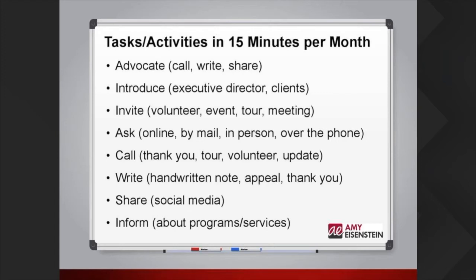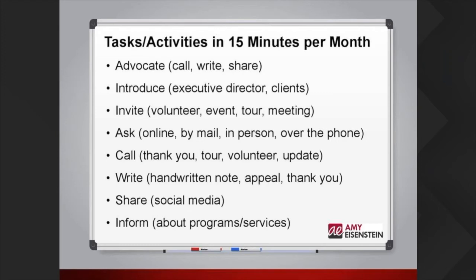How can they advocate on behalf of the organization with phone calls, by writing, by sharing on social media? They could introduce the executive director or clients to donors, invite their colleagues, their friends, their family members to volunteer. They can invite them to an event. They can invite them for a tour or to a meeting. This takes less than 15 minutes a month. So it's just sending an email. It's making a phone call.